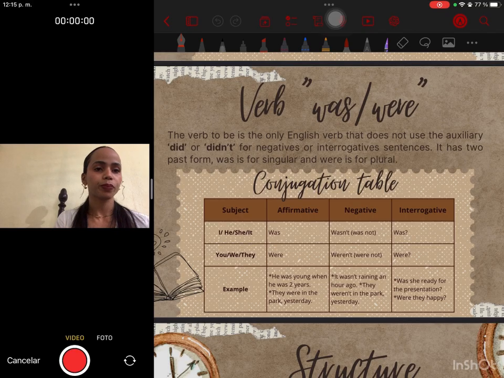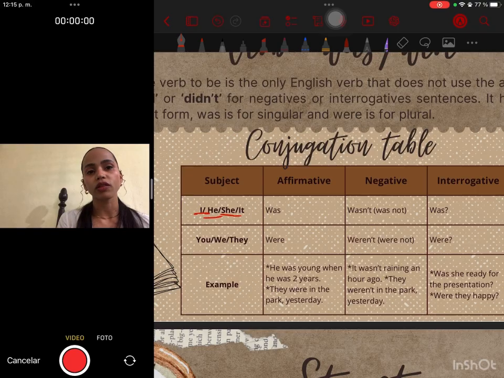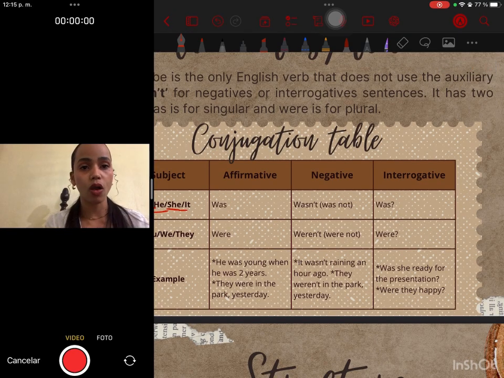Conjugation table. For the subjects I, he, she, it, the affirmative form is was. Example: he was young when he was 2 years old. The negative form is wasn't. Wasn't is the contraction of was not. Example: it wasn't raining an hour ago.